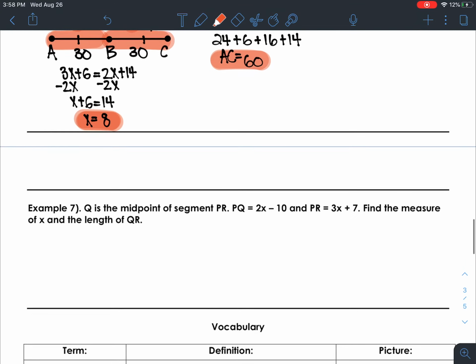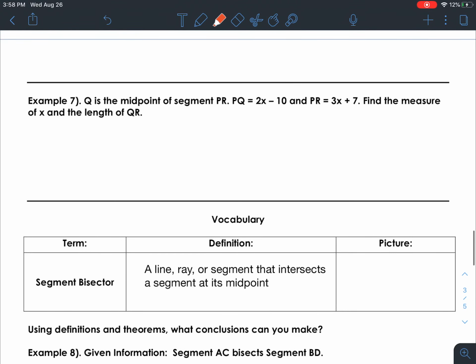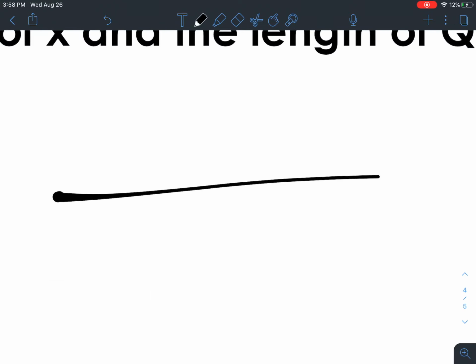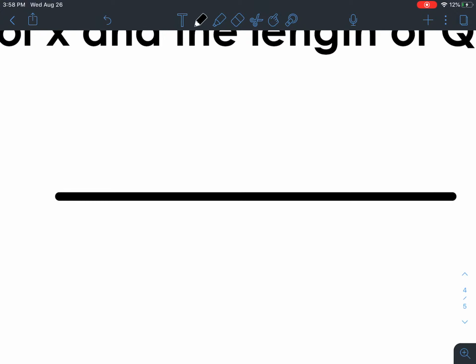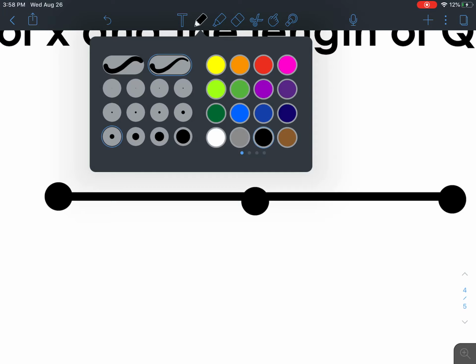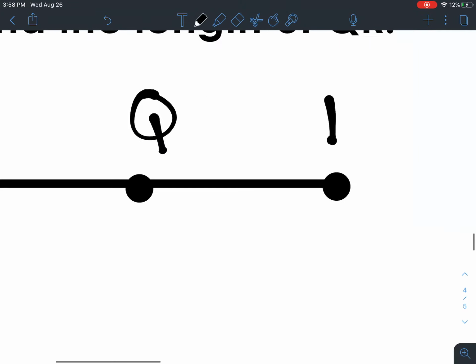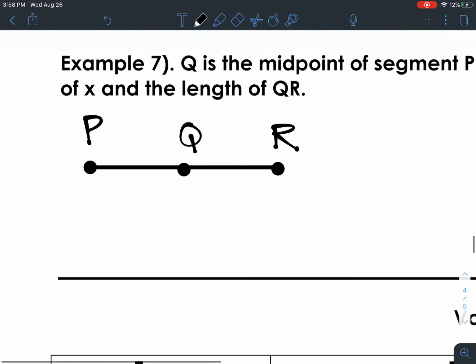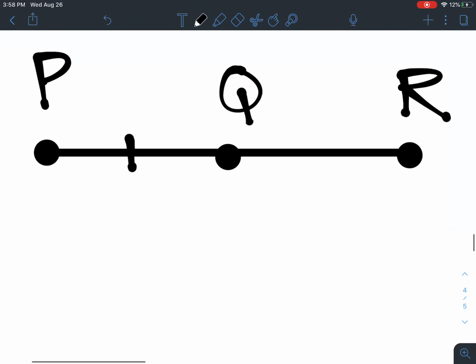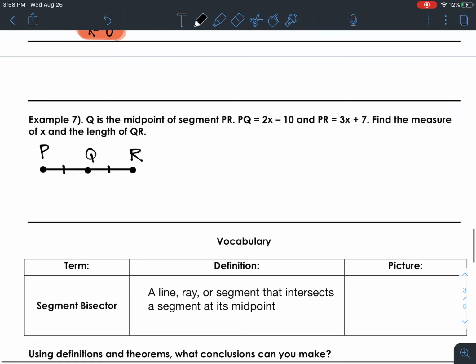Okay, let's try the next one. So it's similar, but a little bit different. I think we've done questions like this before. So it says Q is the midpoint of segment PR. So let's go ahead and draw that. Point, point, point, all right? And it goes P, Q, R, because Q is the midpoint of PR. So I'm going to go ahead and mark PQ has to be congruent to QR because of the midpoint theorem, right? So let's label what we have.